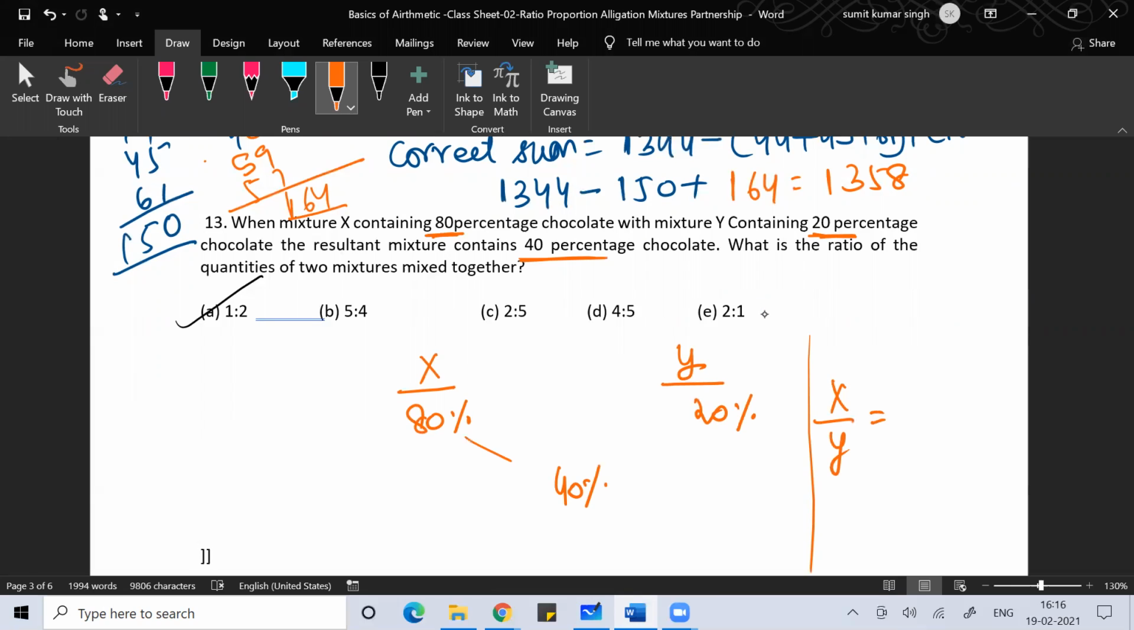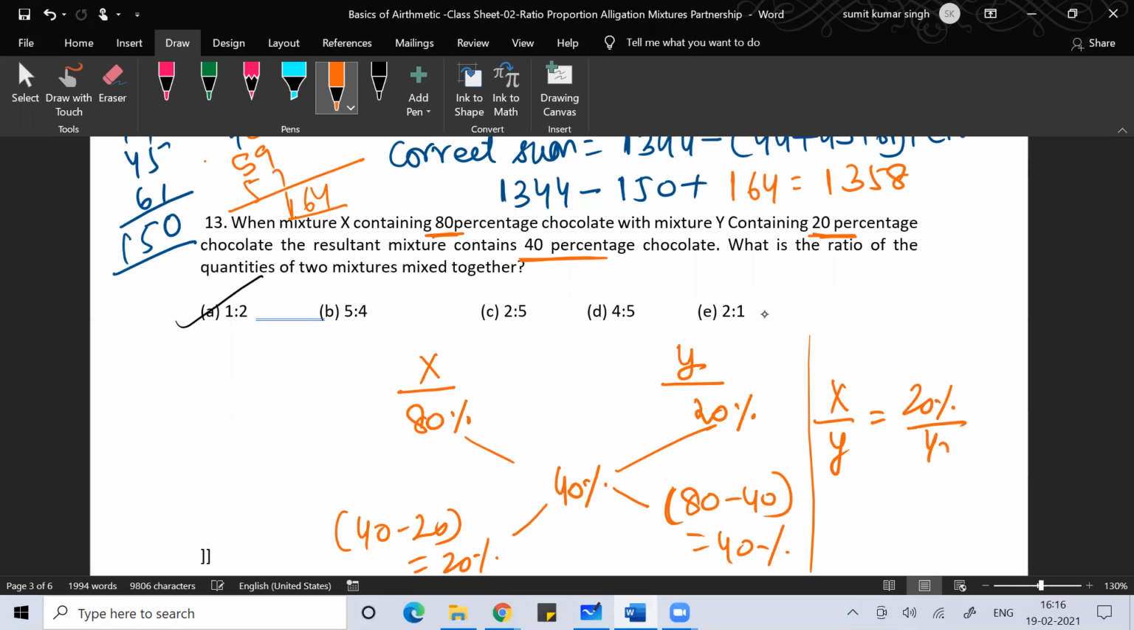That will be 80 minus 40, that will be 40. That will be 40 minus 20, is equal to 20. So the ratio of X to Y will be 20 is to 40. So the ratio of X to Y would be 1 is to 2. So you can do it like this. This is called the crisscross method.